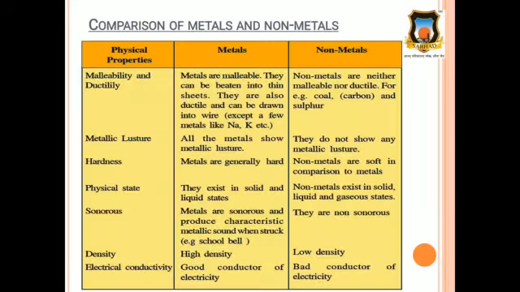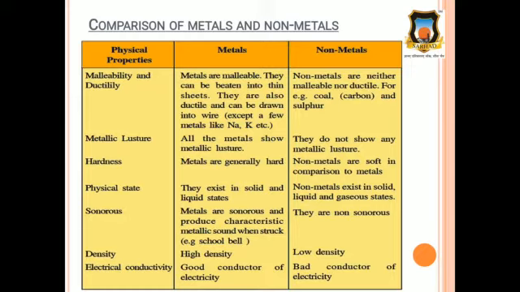Here I have compared the physical properties of metals and non-metals. Okay. So first of all, what do you mean by physical properties? Physical properties are the properties of substances which we can observe from the outside. You do not need to observe atoms and so on; the things that you can see from outside are the physical properties.